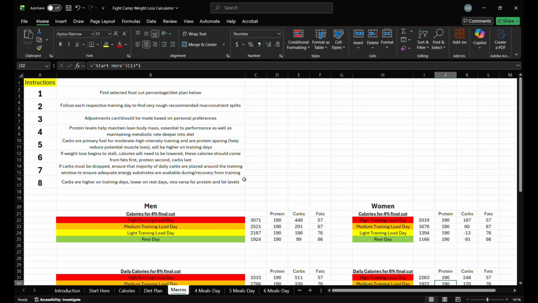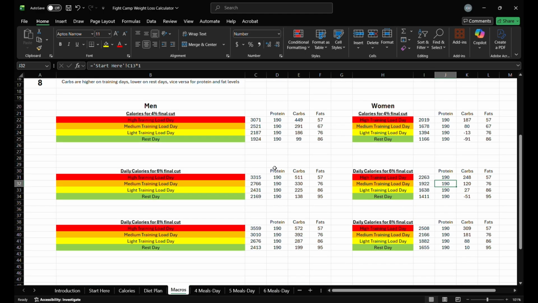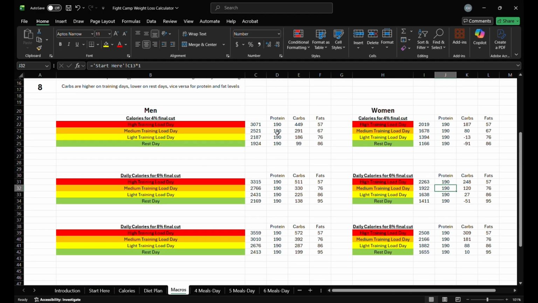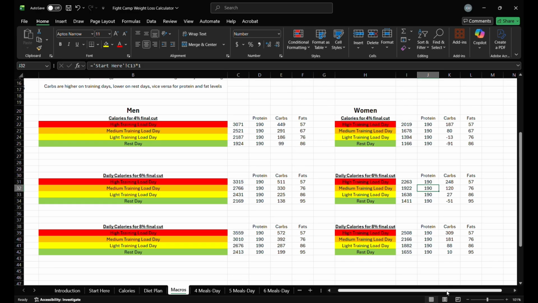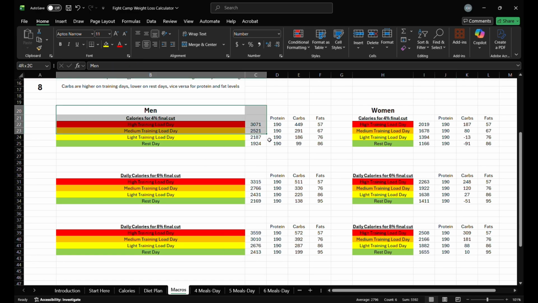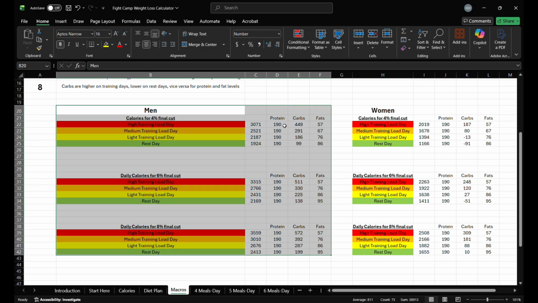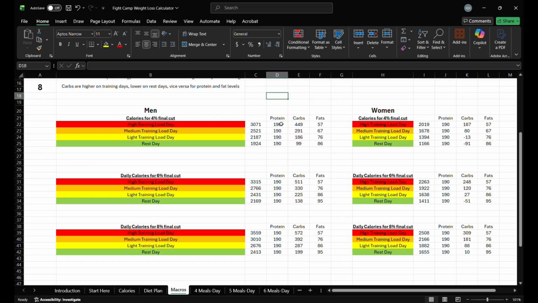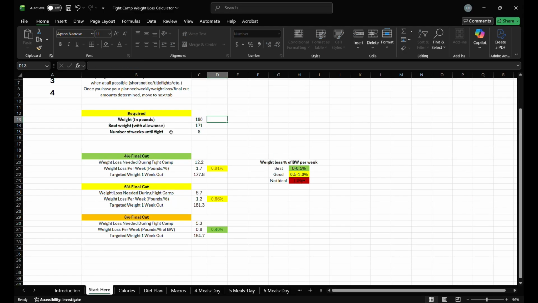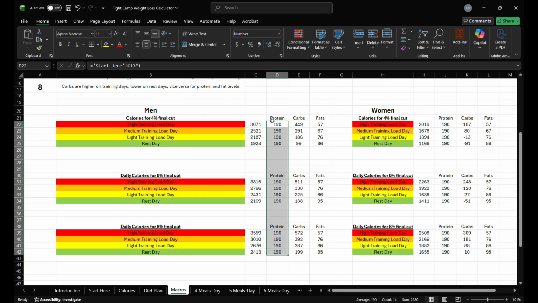So next we're going to look at macros. This is going to take the calories that we need to eat each day, and it's going to give you specific macronutrient amounts that you need to eat to hit those calorie amounts. So as you look, we're just going to look at the men's side right now. So I have 1 gram per pound of body weight for protein. So 190 in this situation. I put that I was 190 pounds. So it's going to give me 190 grams of protein.